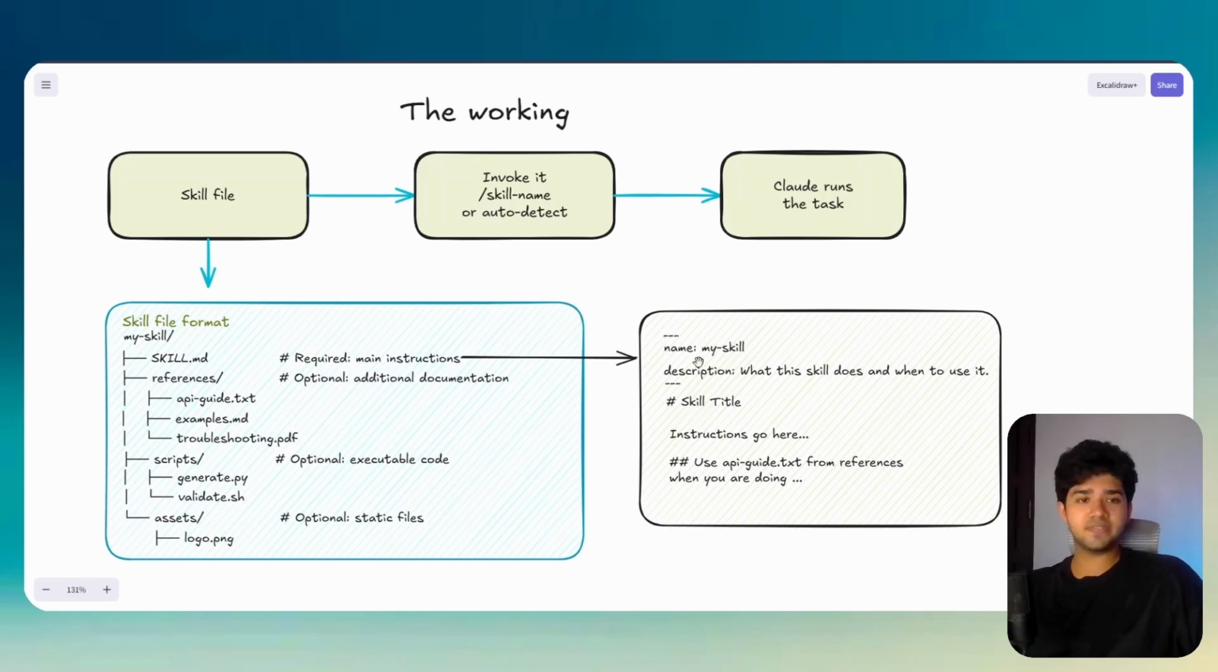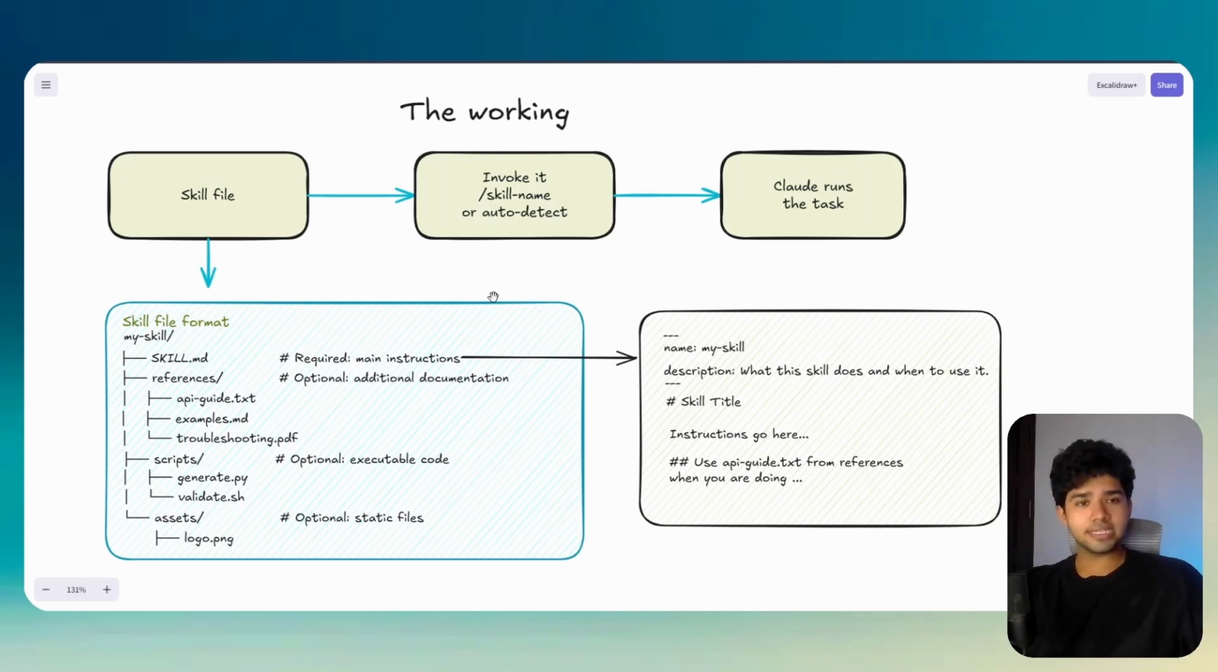The metadata specifies things like the name of the skill and the description, which consists of what the skill is about and when to invoke it. And instructions are just instructions on how to perform a specific task. The way you invoke a skill is by using a / command followed by the skill name, or Claude even detects it automatically based on what you've provided in the description here.